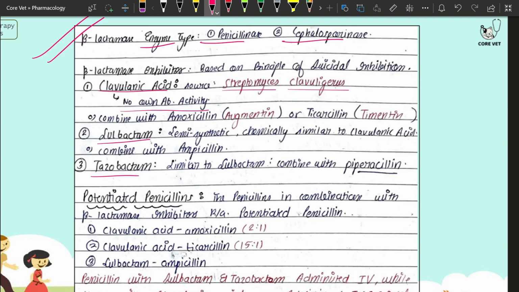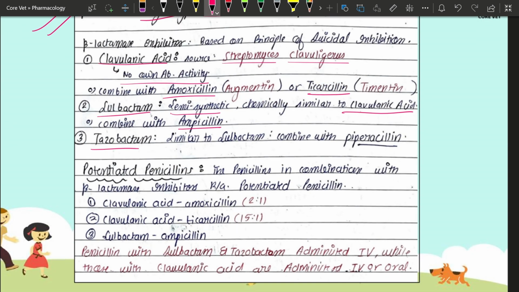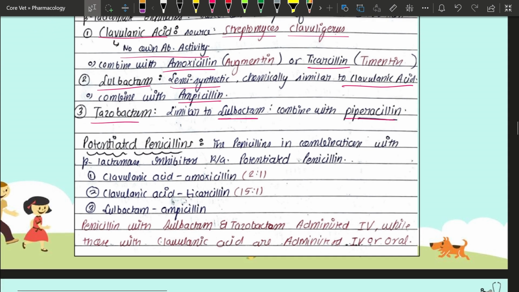Clavulanic acid is generally combined with amoxicillin and ticarcillin. Sulbactam is semi-synthetic, chemically similar to clavulanic acid, and combined with ampicillin. Tazobactam is also similar to sulbactam and combined with piperacillin. That's why the combination of a beta-lactamase inhibitor and penicillin is used clinically. You can observe by looking at the packages of ampicillin and amoxicillin injections that they are combined with beta-lactamase inhibitors like clavulanic acid and sulbactam. These are also known as potentiated penicillins, because they are used in combination to potentiate the action of the penicillin.